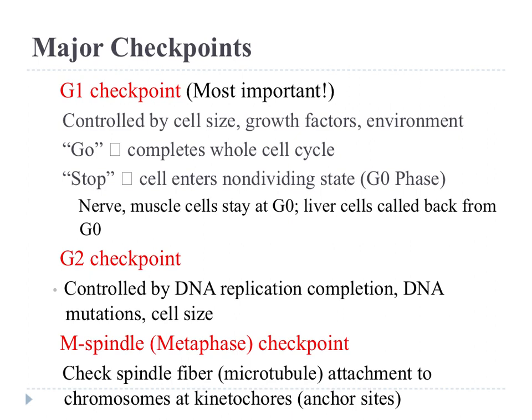So there's going to be 2 signals that are going to be here. It's either going to be the go, and the go means the whole cell cycle is going to be completed, including the replication. So you're going to go from G1 to S to G2, that whole cell cycle. But you can also do a stop.